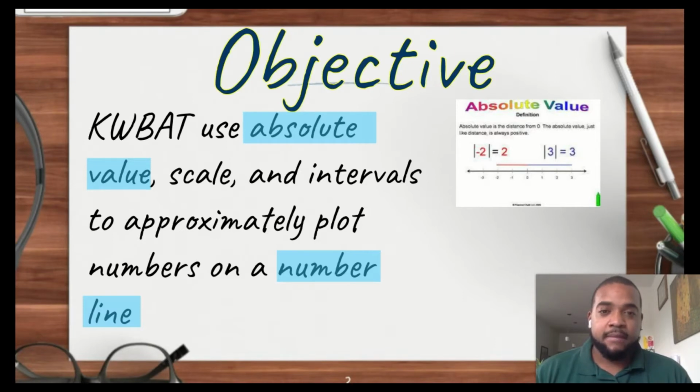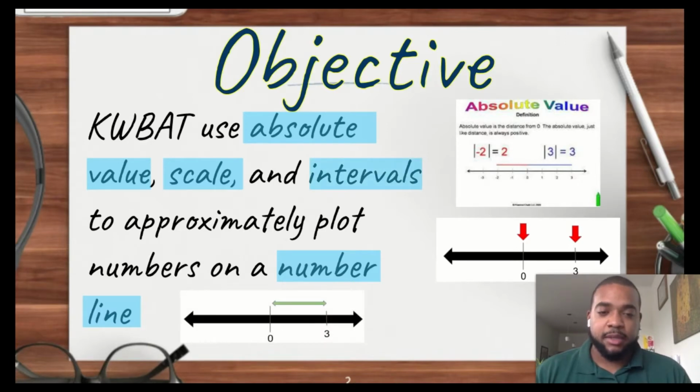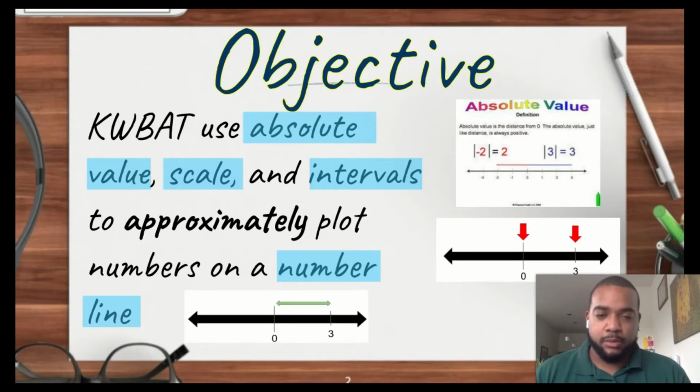Some words that may not have been as familiar to you are words like scale, which is how we structure our number line to make sure we can plot all our numbers, and intervals, which is all the numbers in between our two scales. So the numbers between 0 and 3 are 1 and 2. Although they're not seen, we understand that they're there. The last word that's very important for today's lesson is approximately, which means we don't have to be exact or precise. We want to be in the general area where we think a number can be on our number line.